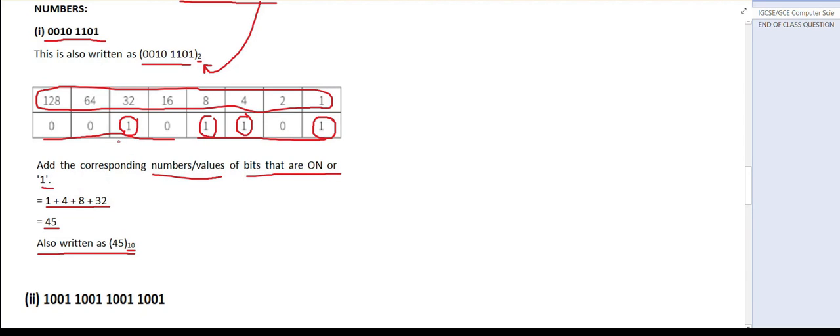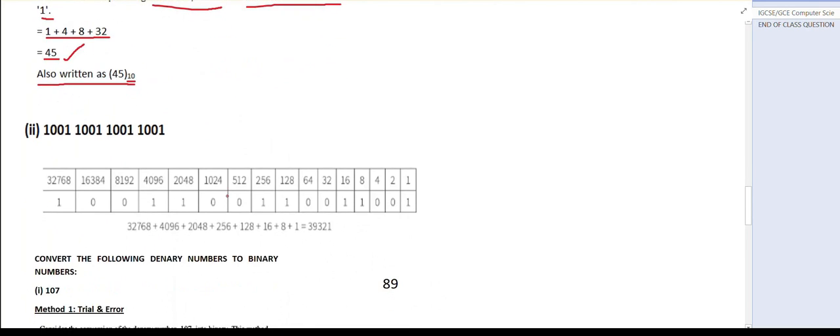Add the corresponding numbers or values of bits that are on or 1. In these 8 bits, these 4 are on or 1. Right? Now see the corresponding numbers of those bits. The corresponding value of this bit is 1, the heading, right? Corresponding heading of this bit is 4, of this bit is 8, of this bit is 32. Add all the corresponding headings that are 1. You will get 45. Right?